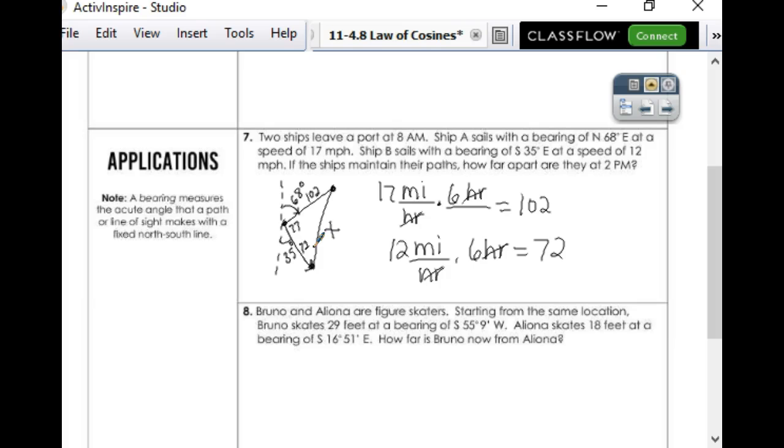So yesterday, right? I have 2 sides and the included angle. So I'm going to have x squared equals 72 squared plus 102 squared minus 2 times 72 times 102 times cosine of 77. So on your handy dandy calculator, see if you get what I got.